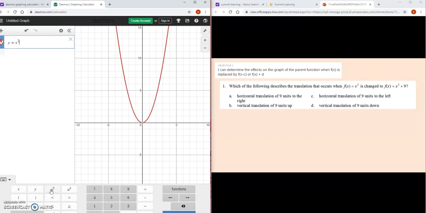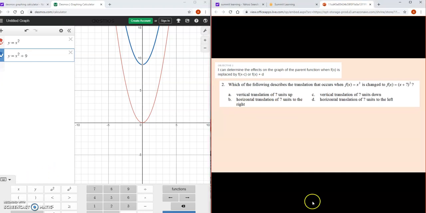So you know f of x is the same as y. This is your parent function, and to observe what happens, you are going to plug this in. And so you know that what happened was, from your original, which is the red one, your parent function, it shifted, or translated, or slid 9 units up. So we just have to take a look at that. Which is a vertical translation 9 units up. So the answer is B.